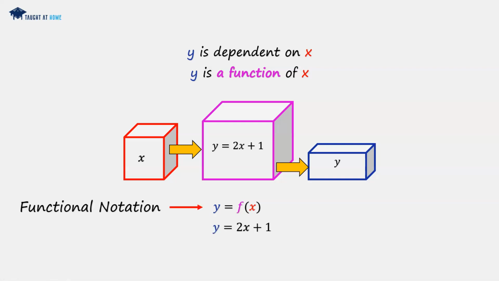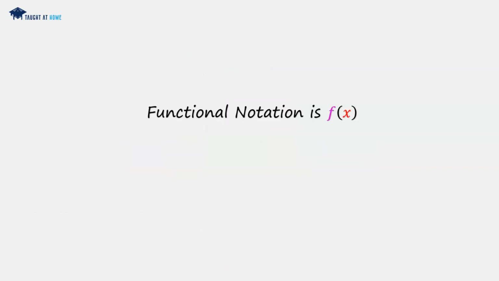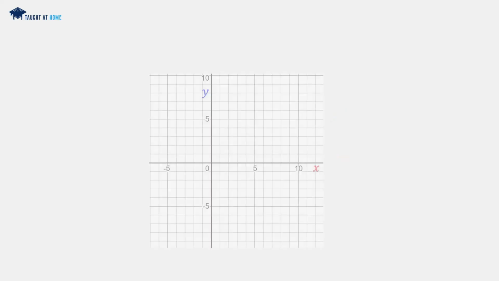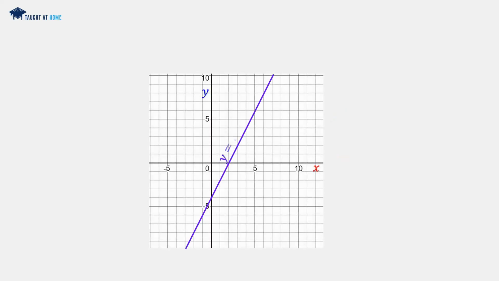So for the equation y equals 2x plus 1, we can replace y with f of x. Functional notation is f with the brackets and x in the brackets, and this is read as f of x. So we have our function y equals 2x minus 4. We would say that the function is f of x equals 2x minus 4. We've just replaced y with f of x, the functional notation.